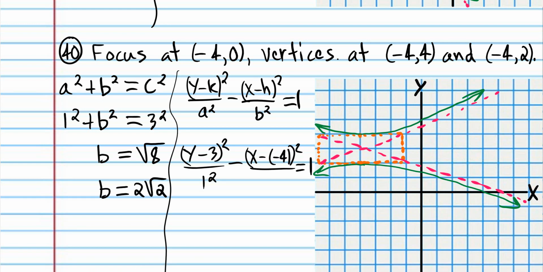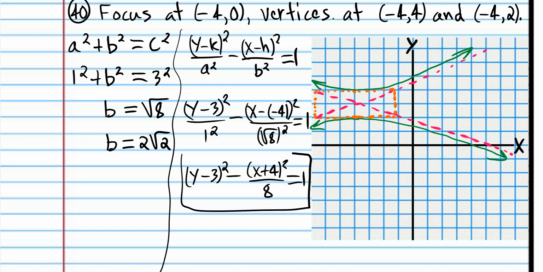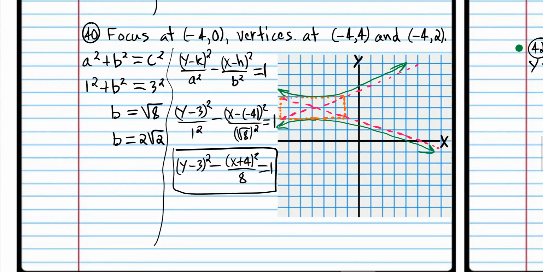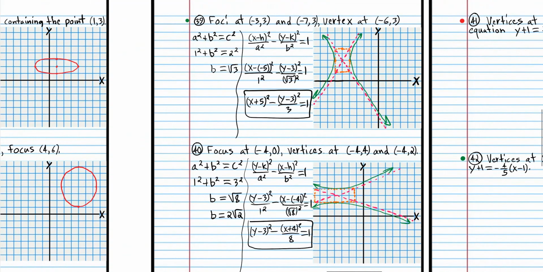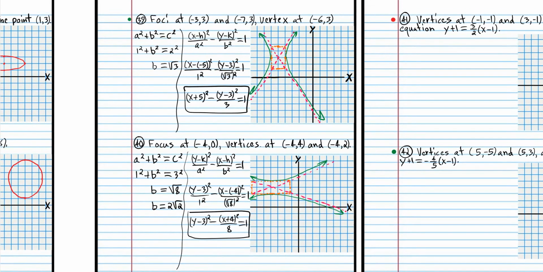And A is the distance from the center to the vertices, which is 1. And B is the distance from the center to the side of the box at the right or the left, so that's going to be root 8. You can write it however you want to. It's more convenient to write it as root 8 right now. And so then we get x plus 4 squared over 8 is equal to 1, and there you go. So that is the equation of that graph. So if you got that right, perfect. Good job. So I don't think we're going to have time to do 41 and 42, but that's okay.